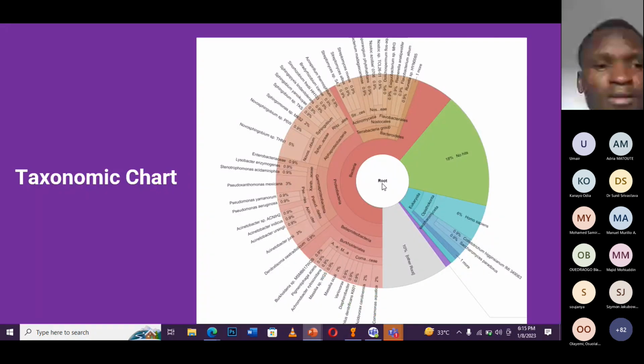We can see it. So this is taxonomy classification, where you see the entire genomic diversity. Now, can you see the root? Here's the bacteria, like the kingdom, phylum, the family, genus, down to the species level.